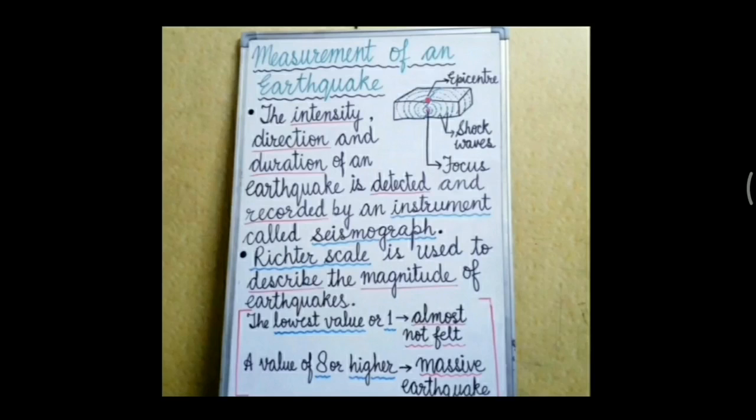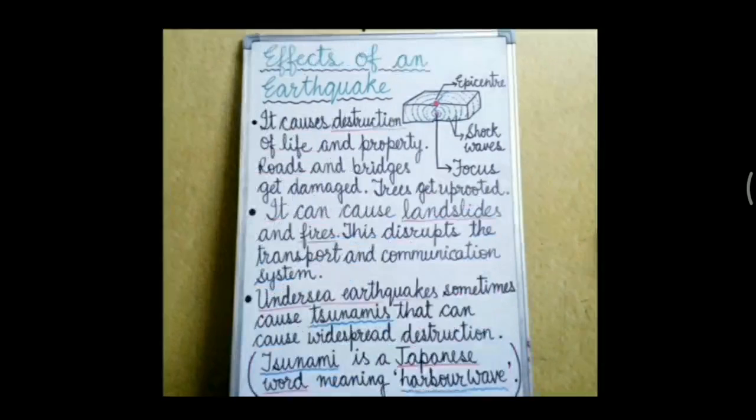Okay, now, the after-effects of an earthquake. Children, when the earthquake happens, after that what effects will be there? So the effects of an earthquake: it causes destruction of life and property, roads and bridges get damaged, trees get uprooted, and it can cause landslides and fires. This disrupts the transport and communication system.